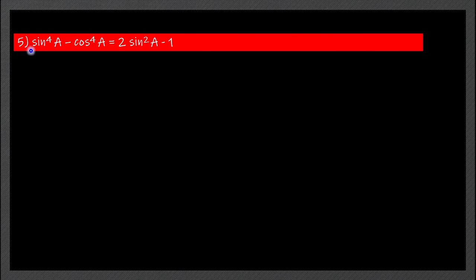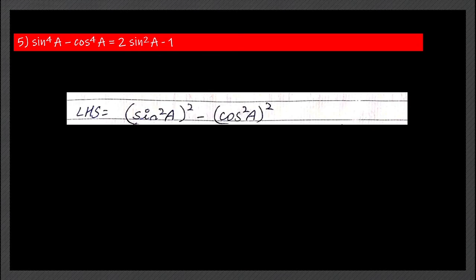Fifth question: sine to the power of 4A minus cos to the power of 4A equals 2 sine square A minus 1. People think this kind is complicated, but actually no, this is the simplest question they can ever ask. So let's take the LHS. Sine to the power of 4A will be given as sine square A the whole square, minus cos to the power of 4A, which can be given as cos square A the whole square.